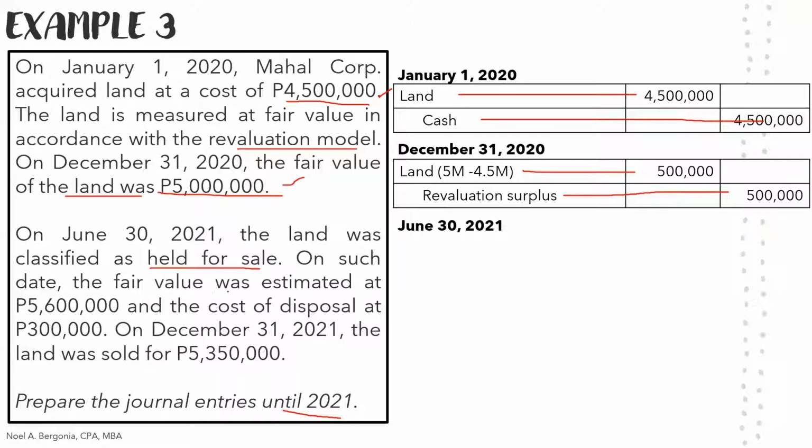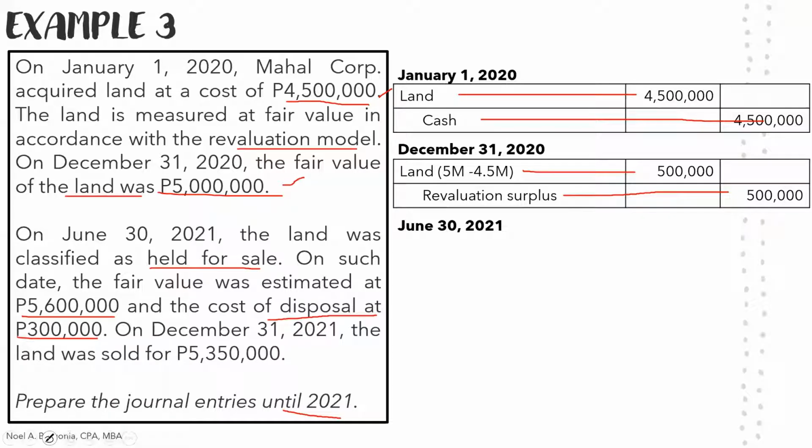On such date, the fair value was estimated to be 5,600,000. So remember, no, nabanggit natin kanina in the previous slide that when there was a change in fair value at the date of reclassification, then it will be charged as revaluation surplus ulit. Okay, and then the cost of disposal of 300,000 will be charged as impairment loss.